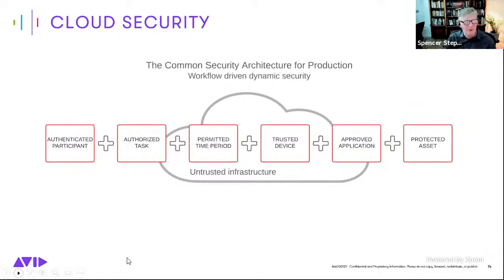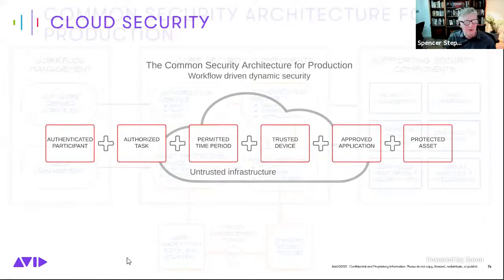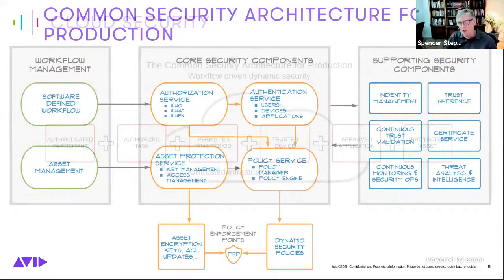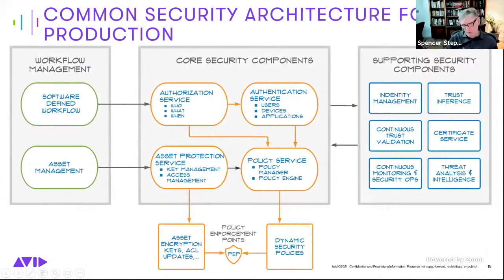So the next image here is the common security architecture for production. And we've broken this down into several parts. So the core security components in the center is where the work has been done. That's the piece of the architecture which is very much domain specific. In other words, the pieces in there need to know they're working on a workflow. And in fact, we've tried to make that part of the architecture as small as possible.